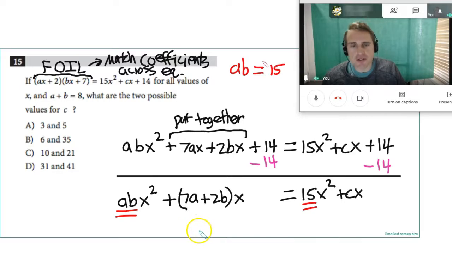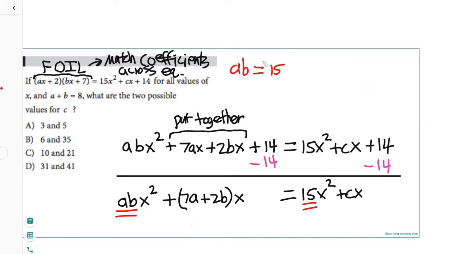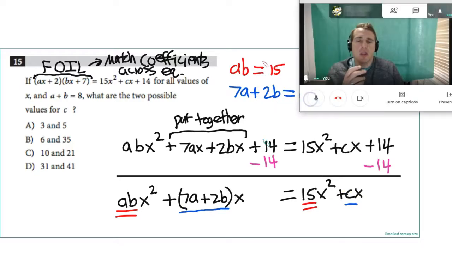So the coefficients must be equal. Therefore, ab must equal 15. Do you see that? Okay. Let's try another one. In a very similar way, 7a plus 2b should equal to what? Yeah, there you go. 7a plus 2b has to equal c. Okay, so here's the deal.